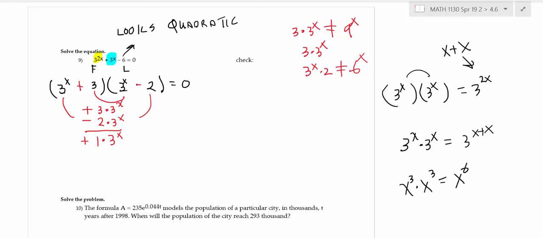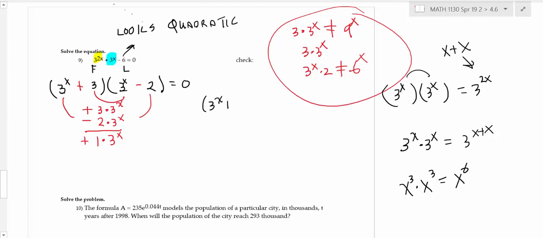Okay. The thing that you got to understand is that middle term is 3 times 3 to the x and the other one's 2 times 3 to the x. Not these things, okay? That's what you got to pay attention to. So now what you would do is you would set each factor equal to 0 like we're used to doing.